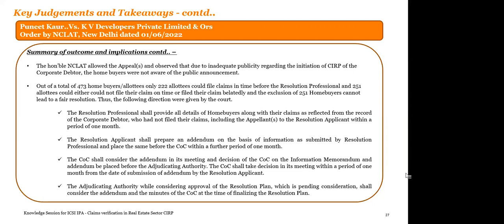So it directed that the resolution professional shall provide all details of home buyers along with their claims as reflected from the records of the corporate debtor. Here comes it, the records of the corporate debtor, because these 251 units are not claimed. So you have to take it from the records of the corporate debtor, for those who had not filed their claims, including the appellants, to the resolution applicant within a period of 1 month. The successful resolution applicant shall then prepare an addendum.